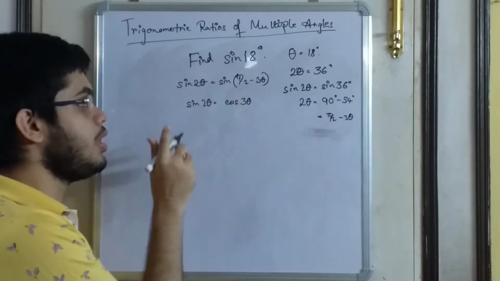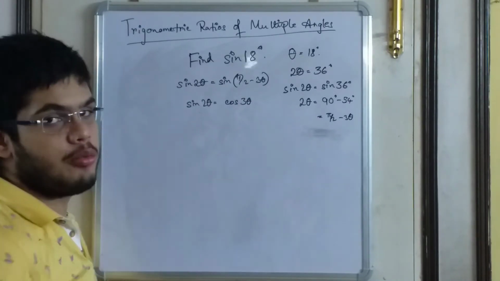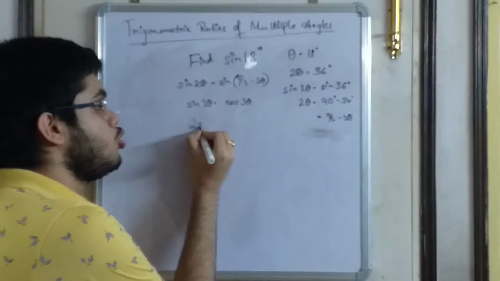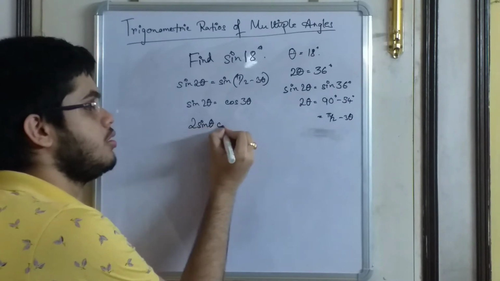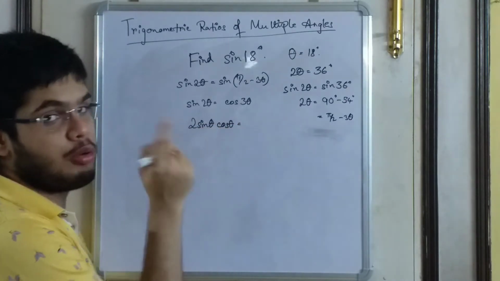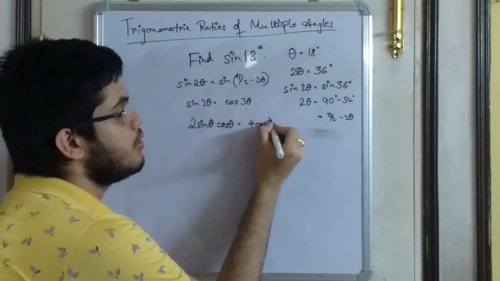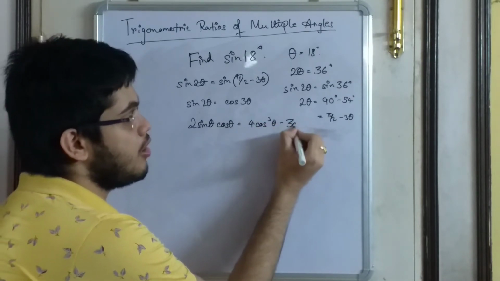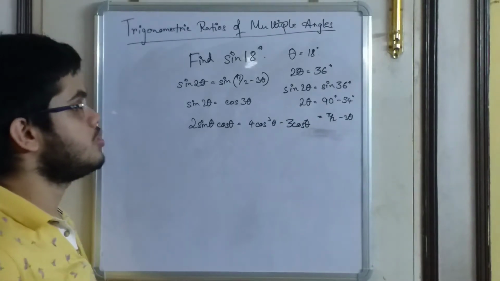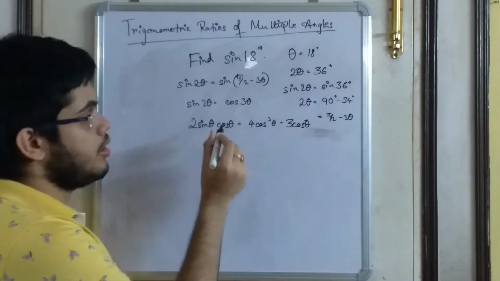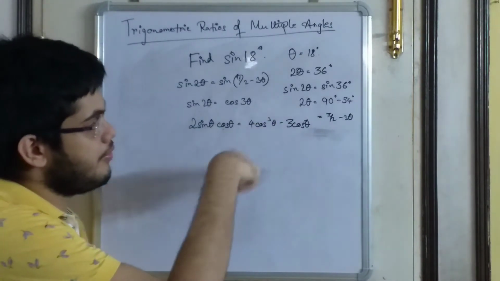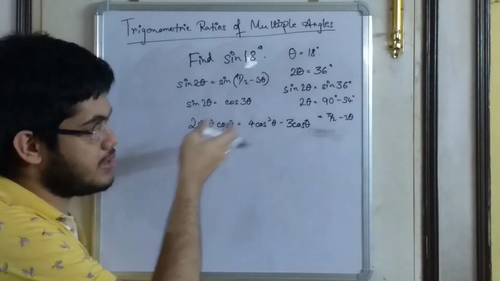Okay. Now what is the formula of sine 2 theta? 2 sin theta cos theta. And what is the formula of cos 3 theta? 4 cos cube theta minus 3 cos theta. So now cos theta we can cut off from both sides, we can divide both sides by cos theta.